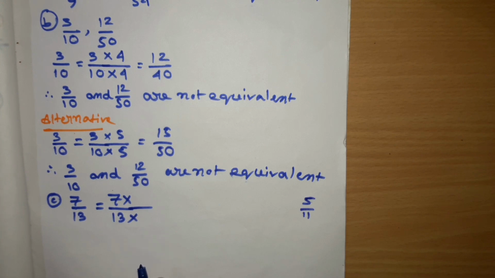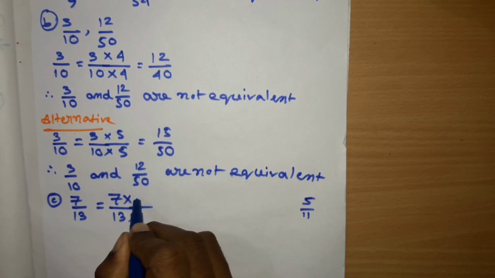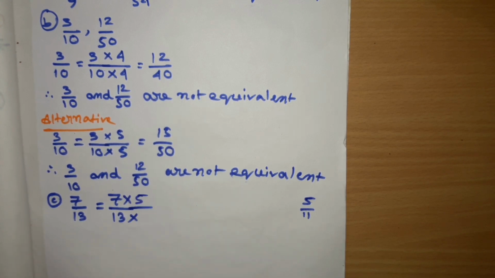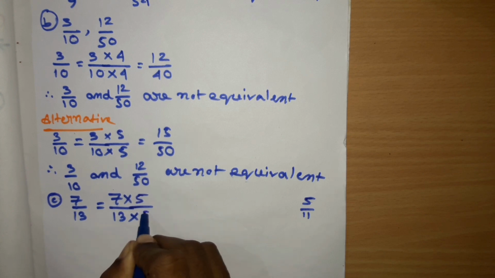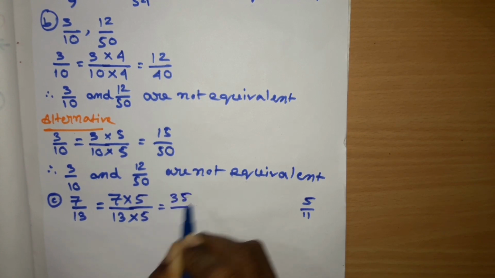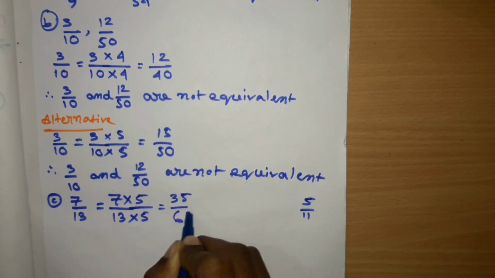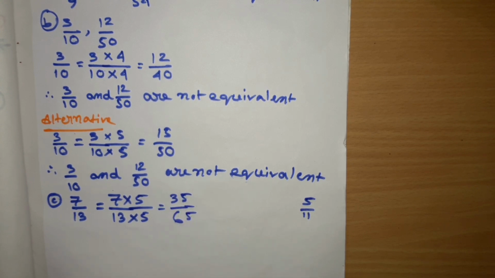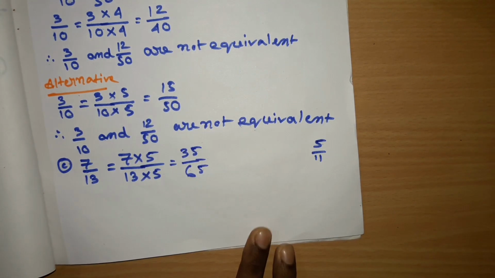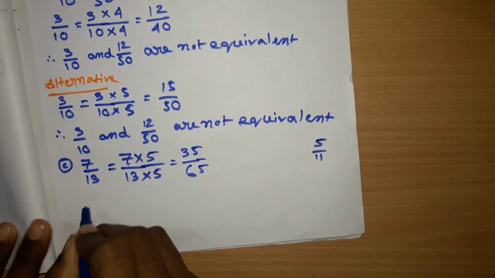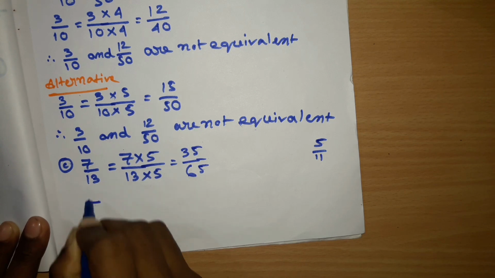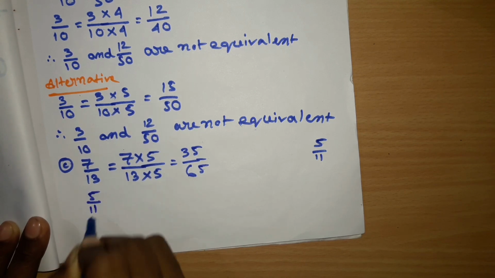So if I multiply it with 5, what I'll come with is 35. What I am getting is 65. 13 5s are 65. Now what I am getting here is another fraction, 5 by 11.